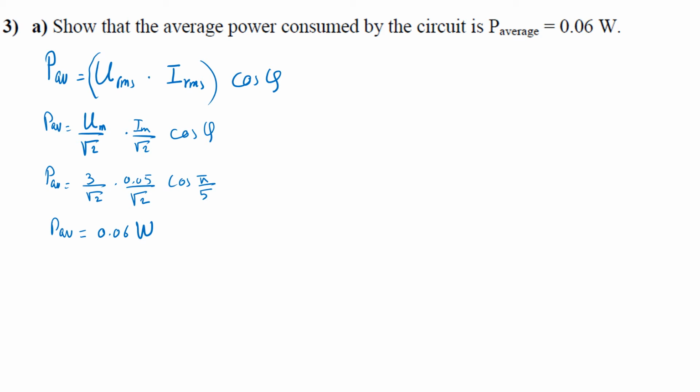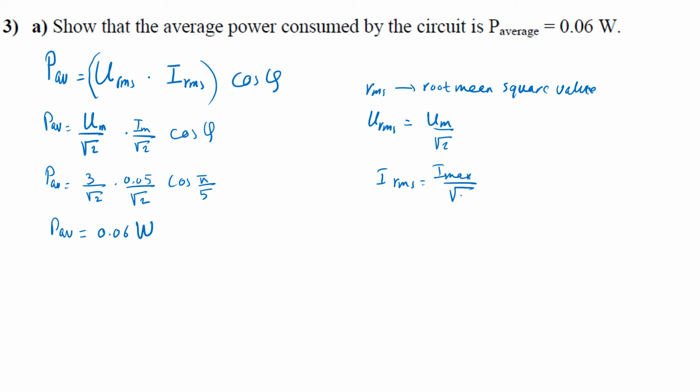RMS, just as a reminder, is the root mean square value. URMS equals U maximum over radical 2, and IRMS equals I maximum over radical 2.